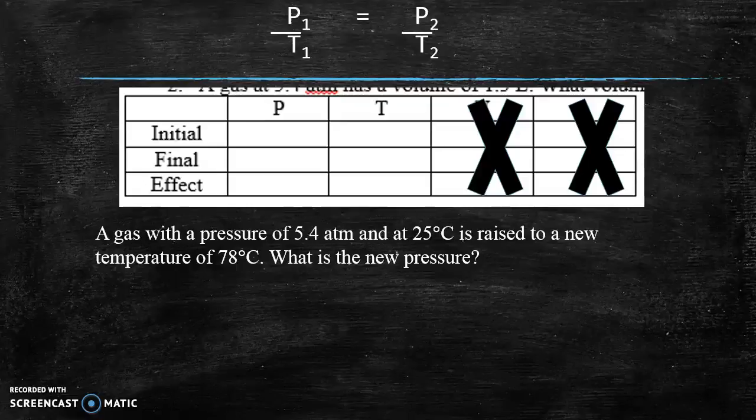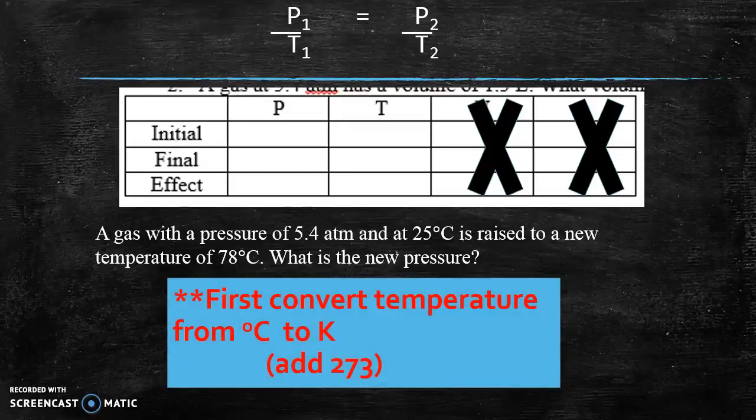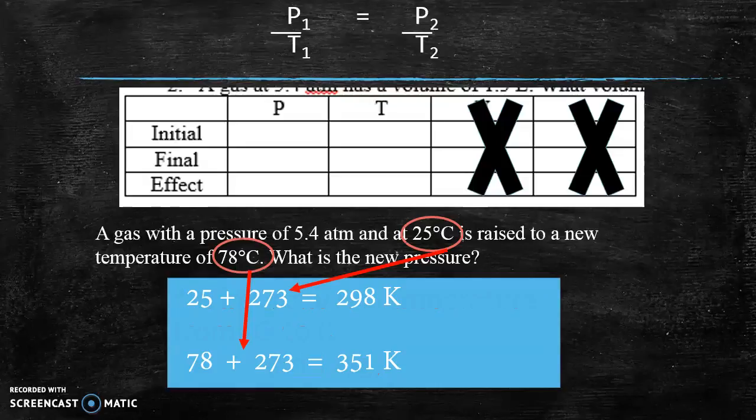The question number 2 in the Gay-Lussac worksheet is: if we have a gas with a pressure of 5.4 atmospheres and 25 degrees Celsius, raise it to a new temperature of 78 degrees Celsius, what will the new pressure be? Since we're dealing with temperature, our first thing we have to do is convert Celsius to Kelvin. Remember, we do that by adding 273. So we take 25 and add 273, you get 298 Kelvin. When we take 78 and add 273, we get 351 Kelvin.